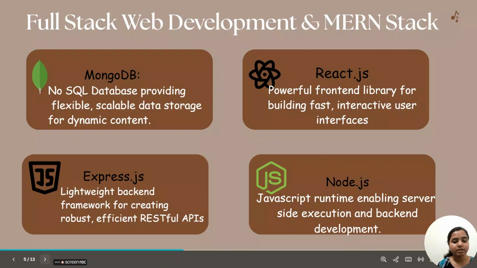MongoDB, a NoSQL database used to store user data, playlists, and song details. It stores data in JSON like format, making it flexible and scalable. Next, Express.js, a lightweight backend framework used to build REST APIs and manage server side routing. It simplifies request handling and middleware integration. Next one is React.js, a front-end JavaScript library used to build dynamic and reusable UI components. It uses a virtual DOM for faster rendering and improved performance.